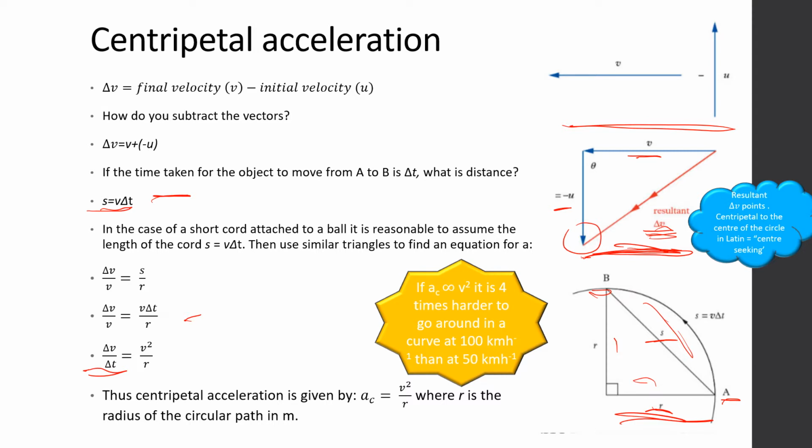Now it's interesting to note here that when we look at this equation, A is proportional to V squared. And that means that it's 4 times harder to go around a corner at 100 kilometers per hour than it is at 50 kilometers per hour. So you may have encountered that challenge when you're riding on a bike or driving in a car yourself, or you might be thinking about it next time you go around a corner. Certainly something to think about.